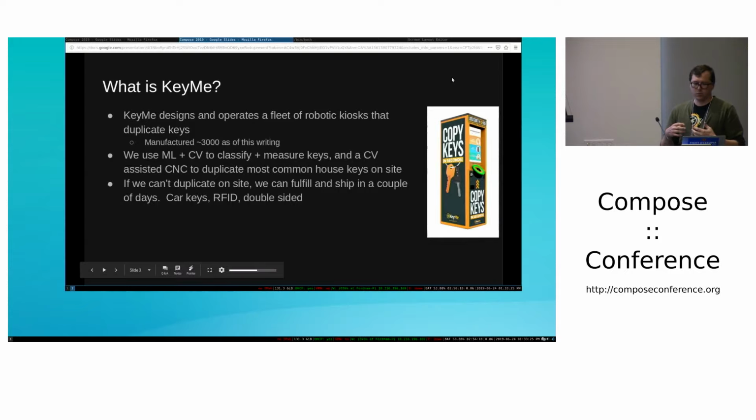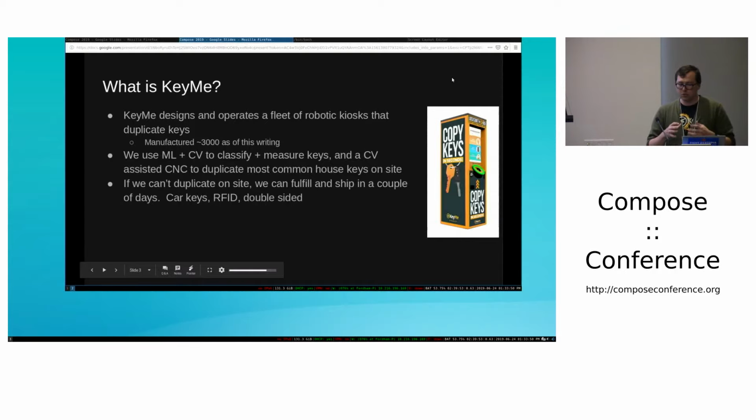What we do is we use machine learning and computer vision to classify and measure keys. When you put your key in, we've got a bunch of cameras that build a 3D model of it. Then we use computer vision assisted CNC to duplicate most common household keys. For those of you who aren't familiar with CNC, this is computer numerical control. This is a way of synchronizing a bunch of stepper motors to work together, and you'd see this used in machine shops and mills and lathes and things like that.